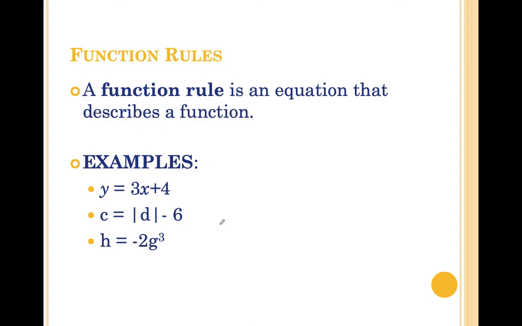Okay, we can take any function and write an equation that describes the function. So here's a few examples of what we call a function rule. Throughout this chapter, we'll be exploring all sorts of different function rules and different types of functions, but for now, just to show you an example, a function rule is just an equation with two different variables.